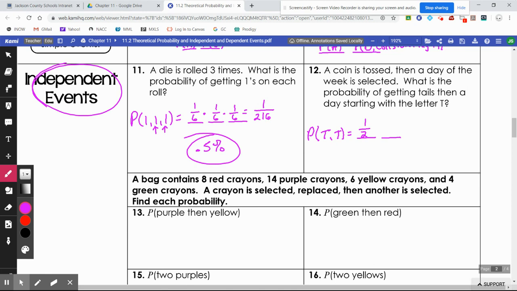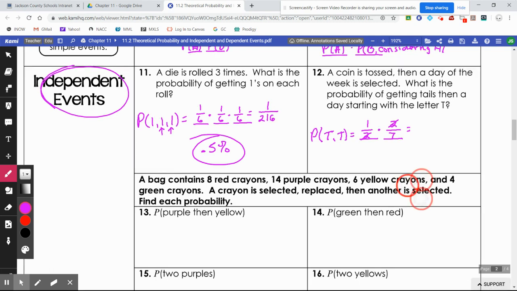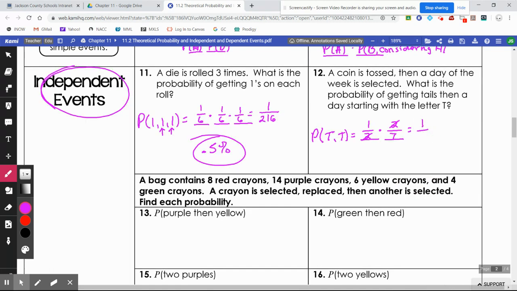The probability of choosing a day of the week that starts with the letter T, we know that Tuesday and Thursday are the 2 days of the week that start with a T out of the 7 days. To find the probability of both of these happening, we simply multiply them together, and we can use our cross canceling there. The 2's mark out and leave me with a 1. That'd be a 1 in 7 chance of this happening. If we change that to a percentage, that's about a 14.3% chance of this event happening.